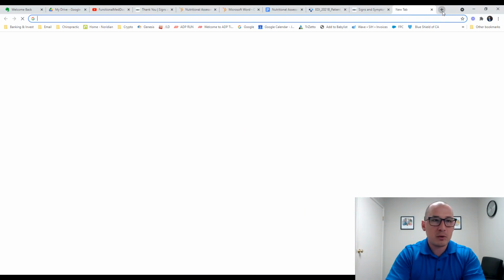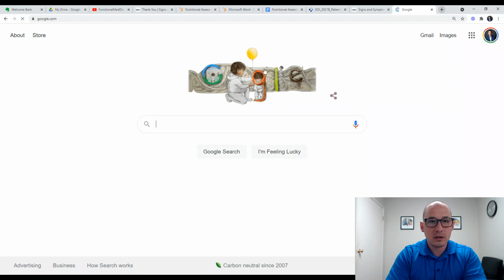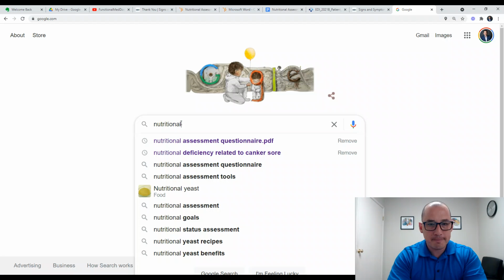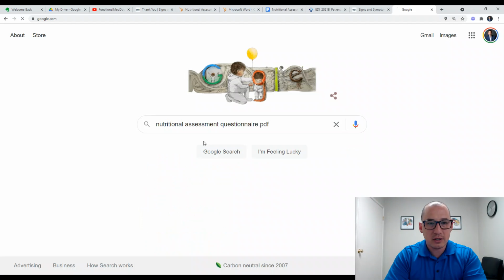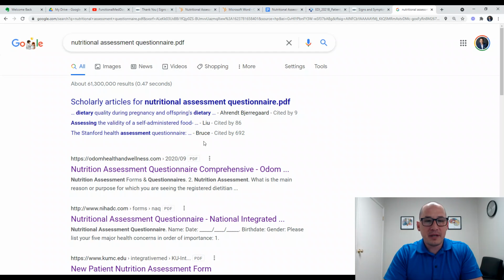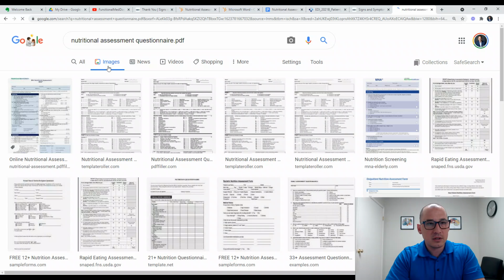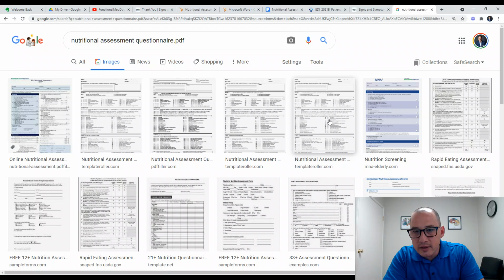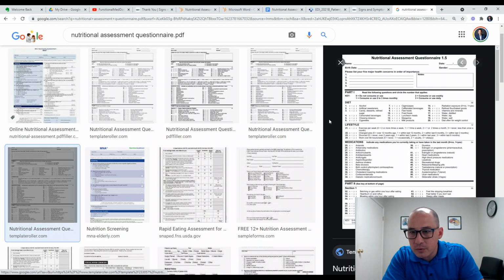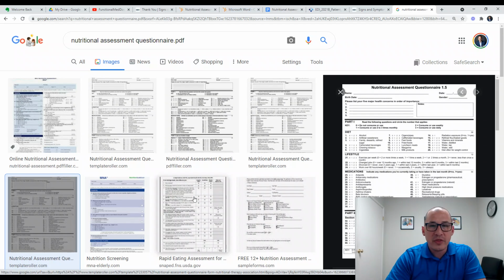You can also come over to Google, and just type in Nutritional Assessment Questionnaire.pdf. If you type in .pdf, usually you can get the form, but I often just come over here to images, and you can see what some of these forms look like. This one probably looks like the closest to the one I'm showing you. So without going to Dr. Weatherby's website, you can also find these forms and fill them out for yourself.